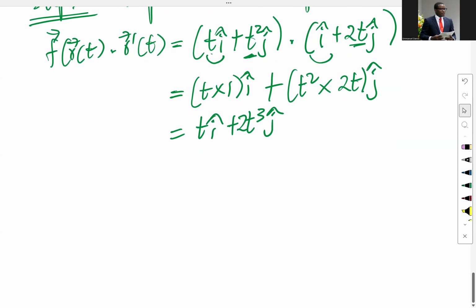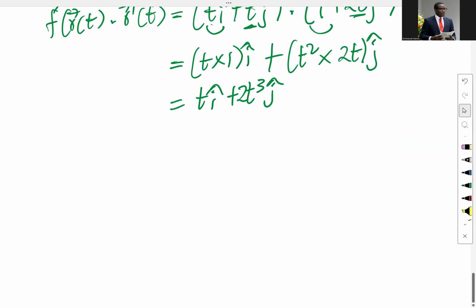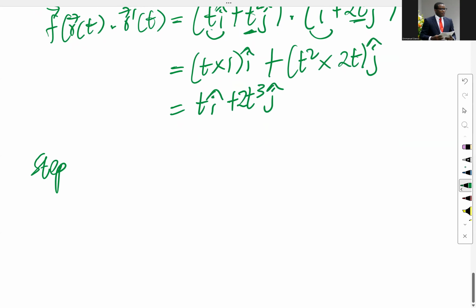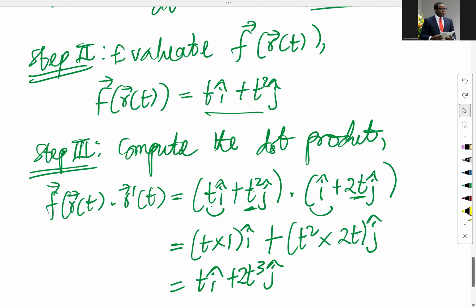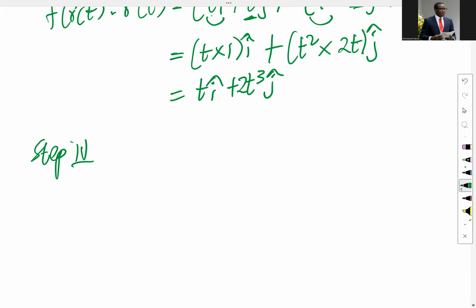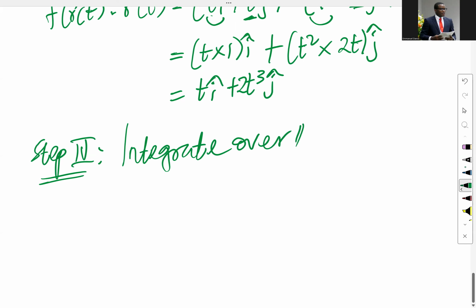So now we can integrate this. That is step 4 now. Step 4, okay, I was consistent with step 3. So step 4 is this: integrate over the given range.